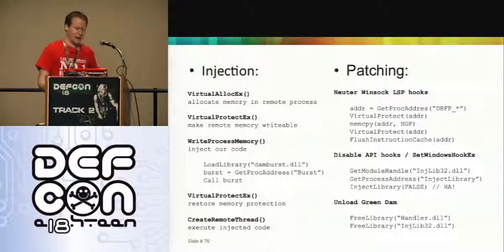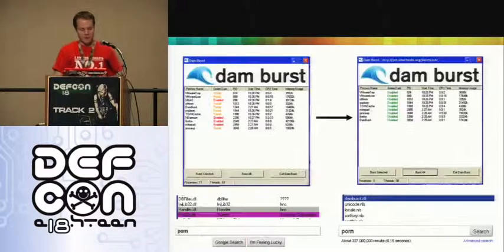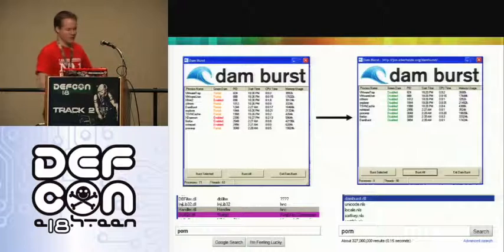So we pop into each process, we patch out the functionality of GreenDAM, and then we unload it lastly to make sure that the vulnerable routines are no longer in there. And I wanted to show you guys a demo, but I don't have the VM on this laptop. But this is what it would look like.